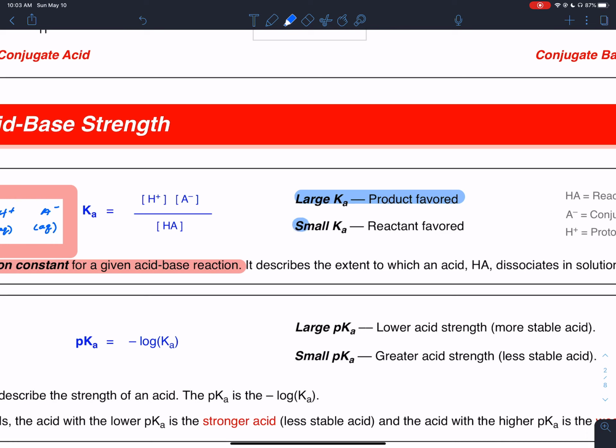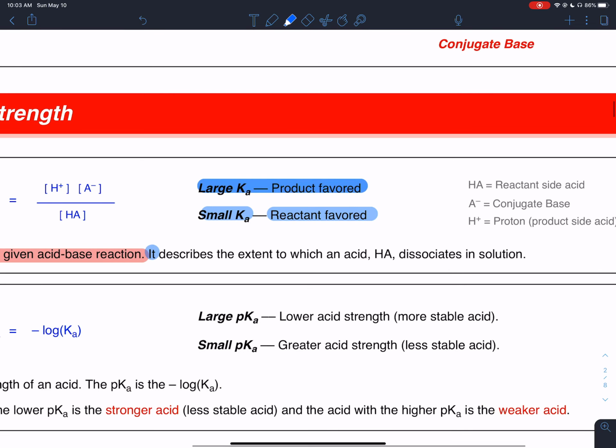A smaller Ka means that the acid does not dissociate as readily, and a really small Ka might mean that the acid-base reaction is actually reactant favored, and that the dissociation of the proton from the acid is not very likely. Okay? So if you're looking at two acids, the one with the larger Ka is the more acidic acid. The one with the smaller Ka is the less acidic acid. And if Ka is very small, it's going to possibly be a reactant-favored acid-base reaction.